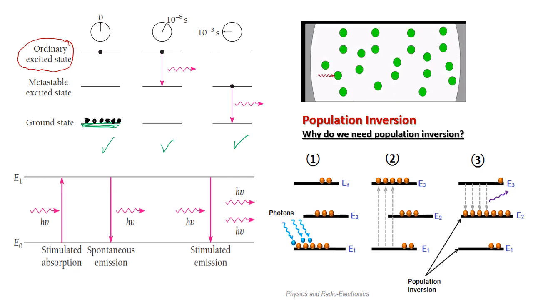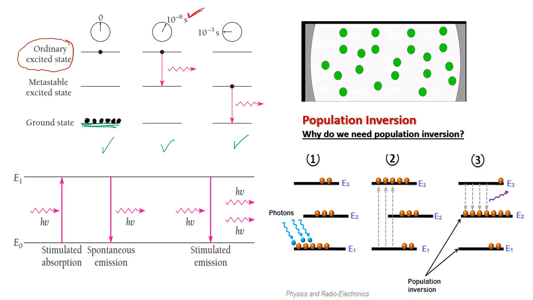So this state is basically an excited state. What I mean by excited state is the energy level which has more energy than the ground state. It's the upper level, and the ground state is the lower level. But the important property associated with the excited state is its lifetime. The lifetime of an ordinary excited state is of the order of 10 to the power minus 8 seconds.